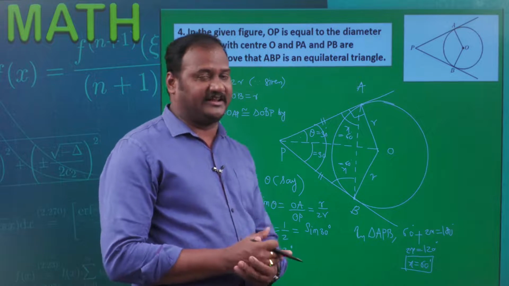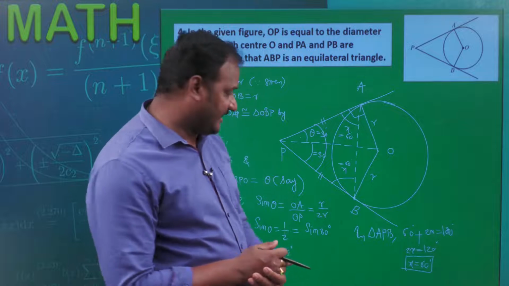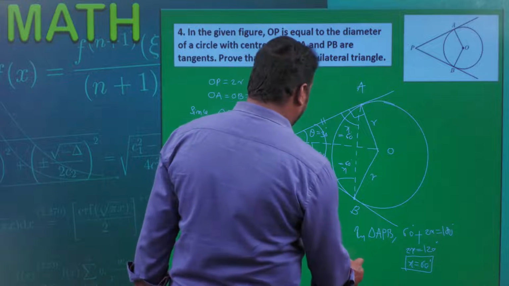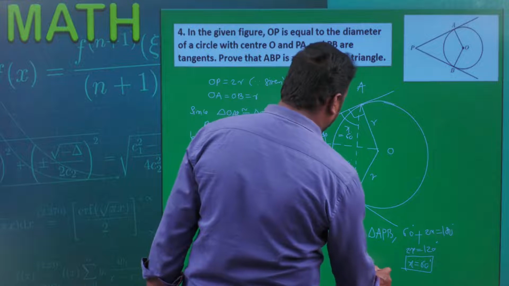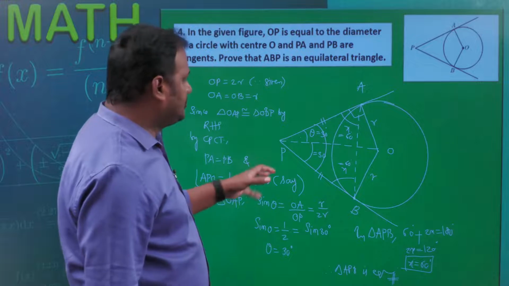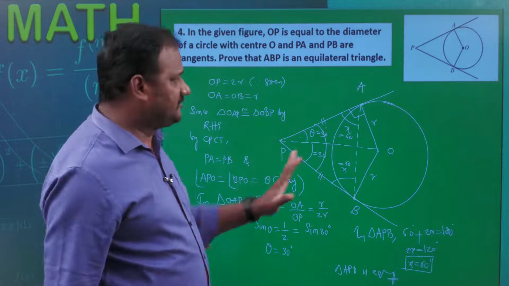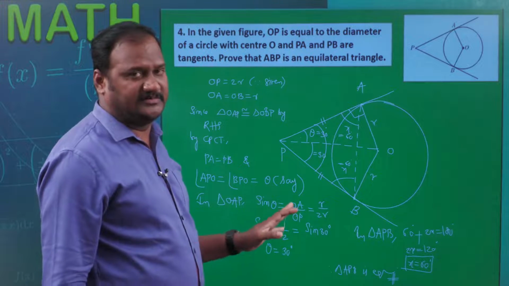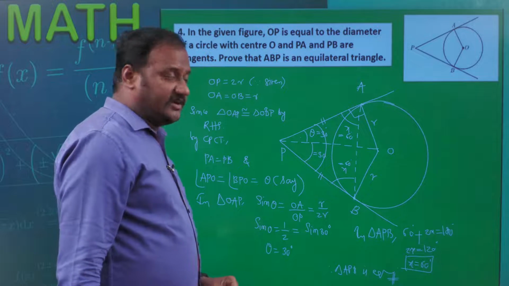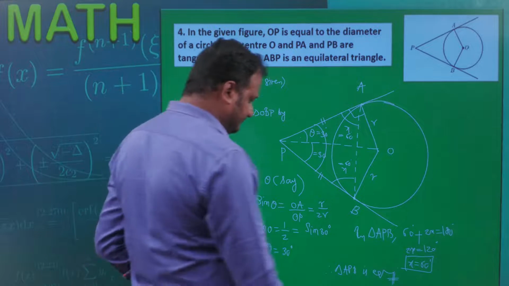Then what do you call the triangle? It is an equilateral triangle. So therefore, triangle APB is equilateral. So this way we can answer the problem. This is one of the most important problems. So please do remember how to solve this problem and how to prove that this triangle APB is equilateral with the help of the information given.